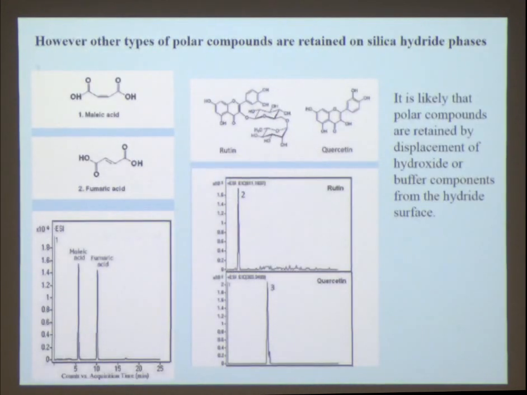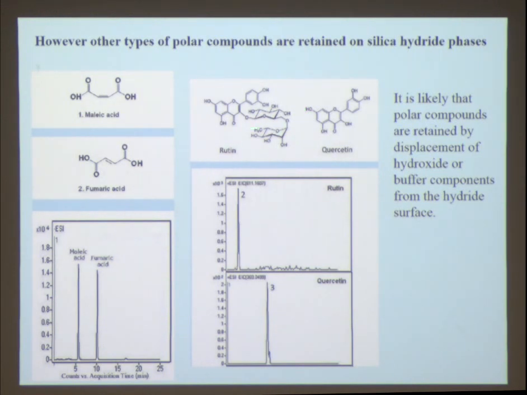Okay, and of course we can retain other types of polar compounds. This is maleic and fumaric acid, which are the same chemical composition. They're just cis and trans isomers of each other, and we can separate those very nicely on the silica hydride material.